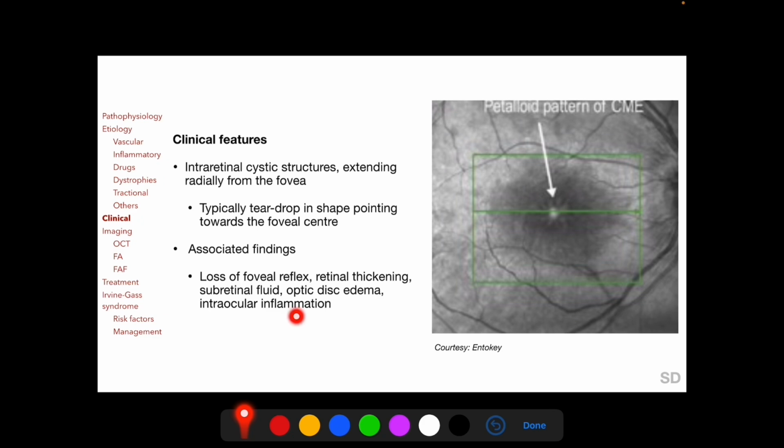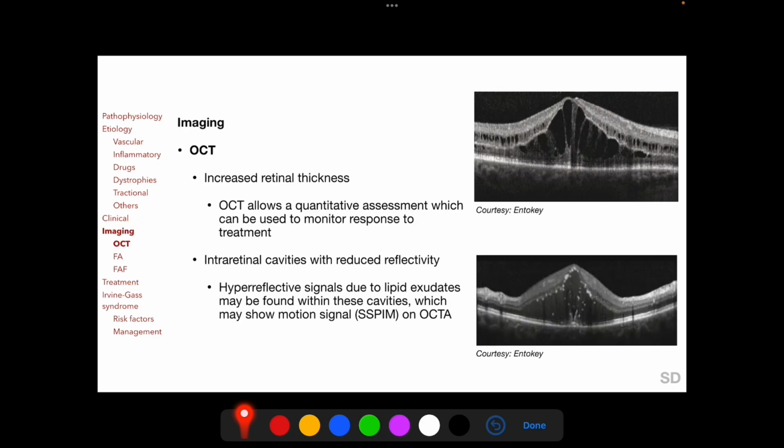signs of intraocular inflammation. OCT in an eye with CME shows increased retinal thickness, and OCT allows serial quantitative assessment of retinal thickness, which can be used to monitor response to treatment. Intraretinal cavities with reduced reflectivity, as seen here on this OCT, are the characteristic features of CME on OCT and is the most commonly used sign to detect the presence of CME.